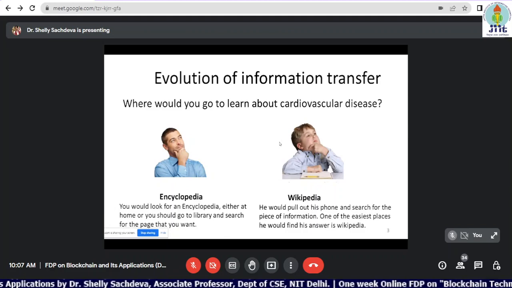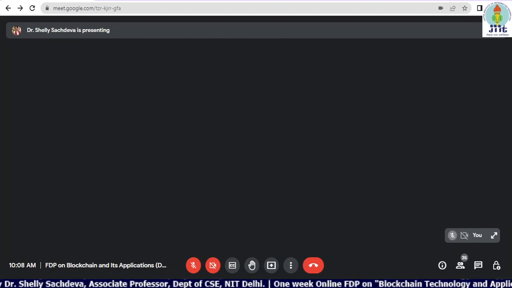The aim of showing this figure, or giving this example, is that we are moving from centralized content towards decentralized content. This is what blockchain involves. Blockchain says, instead of staying with a centralized concept, let's move on to a decentralized concept.